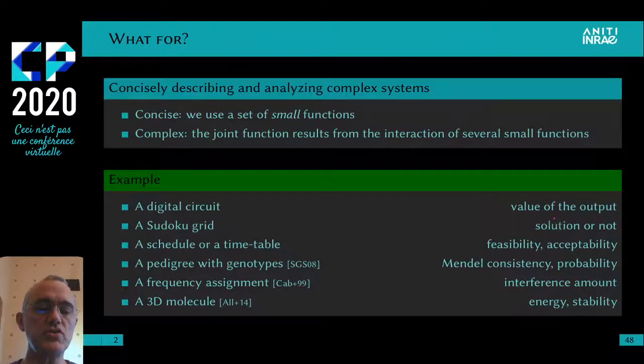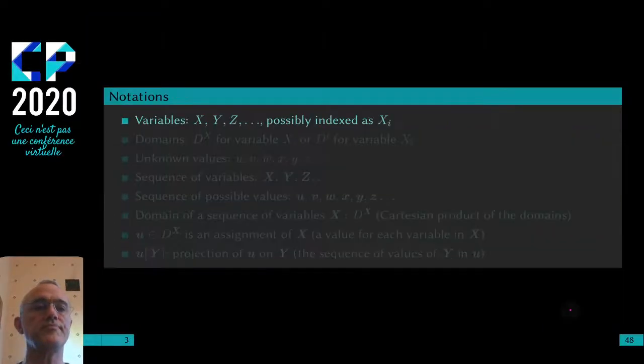Typical functions that you may be interested in, for example in SAT, you want to describe a digital circuit, and the function would be the value of the output of the digital circuit. In CP, a schedule, and the starting date, and would it be feasible, or is it acceptably late? And we use it from the chemical composition of a molecule, which is a discrete object, to compute its energy, for example in protein design.